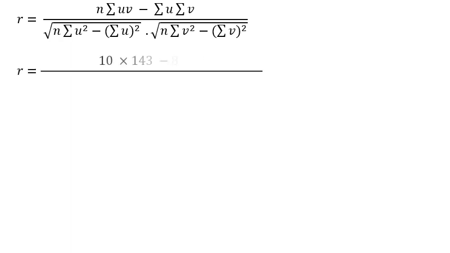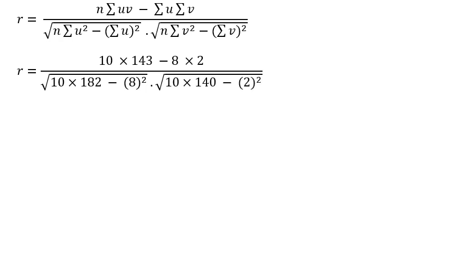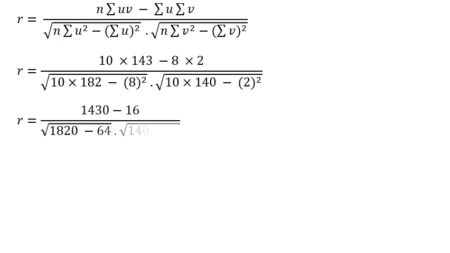The n will be 10, the summation uv is 143, summation u is 8, summation v is 2. Upon under root n is 10, u square is 182, summation u 8 square, then again 10 into v square is 140 minus summation v, that is 2 square. Now simplifying this multiplication and squares, we will get something like this: 1430 minus 16 upon under root 1820 minus 64 into under root 1400 minus 4. Subtracting all these pairs, we will get something like this: 1414 upon under root 1756 into under root 1396.